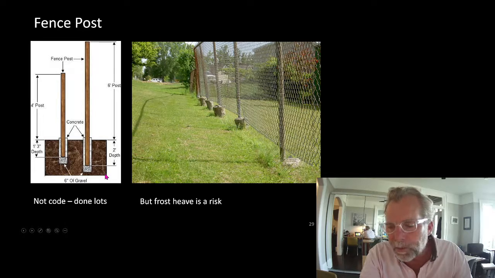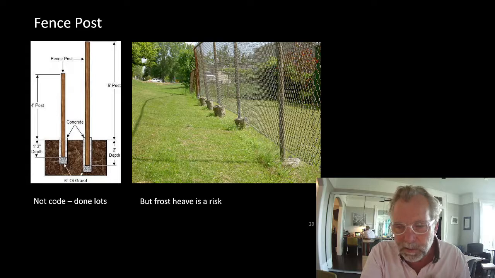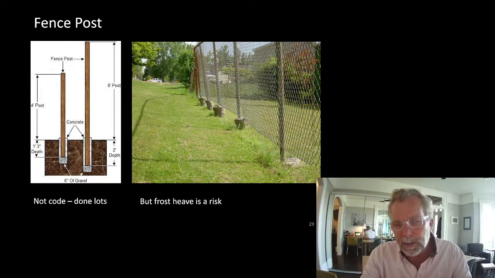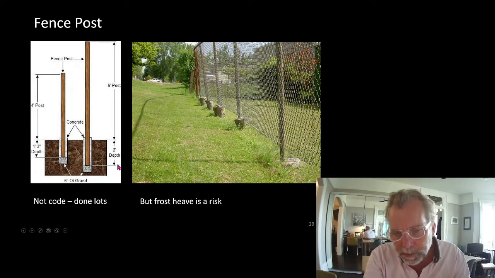First off, I don't think fences are covered under the building code. Certainly I'm not aware, and they don't have details. Typically at the bottom of a fence post, you start with 6 inches of gravel. What that does is allows the water to drain away so that it doesn't wick up into the fence post and rot the bottom of the post.